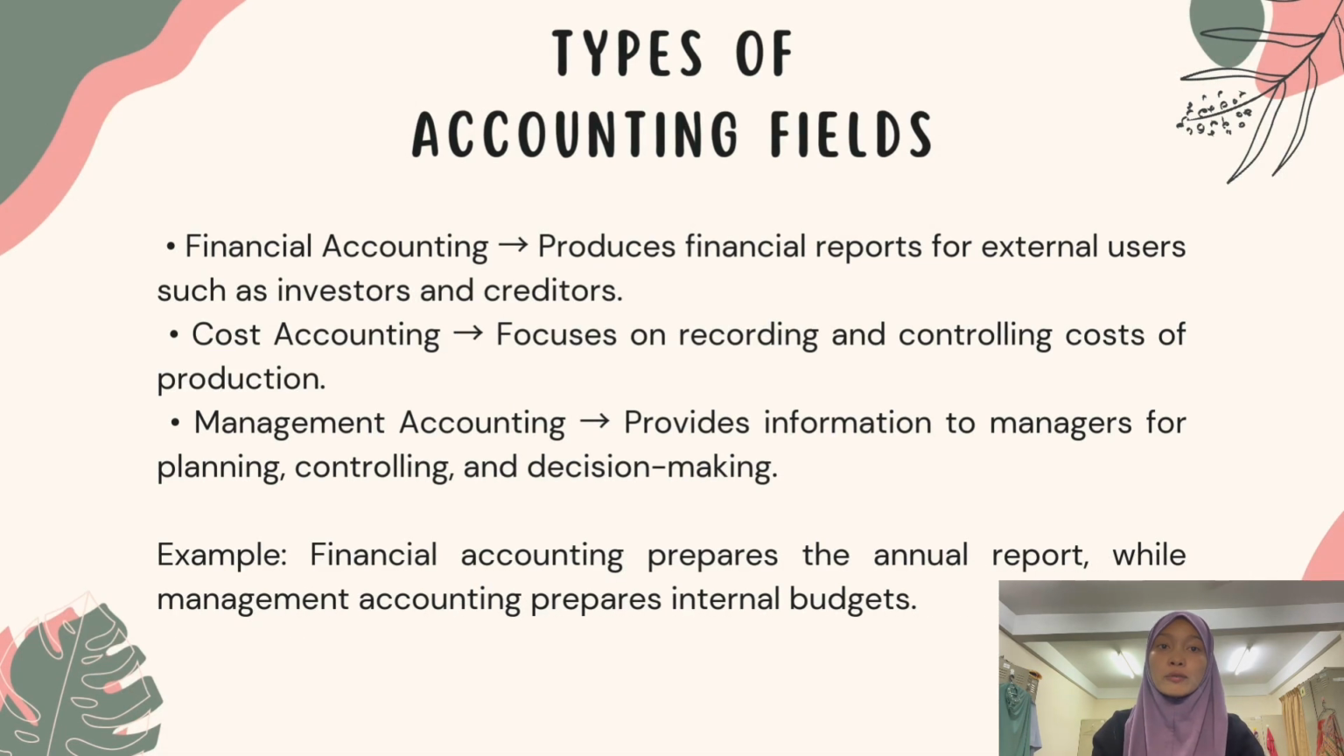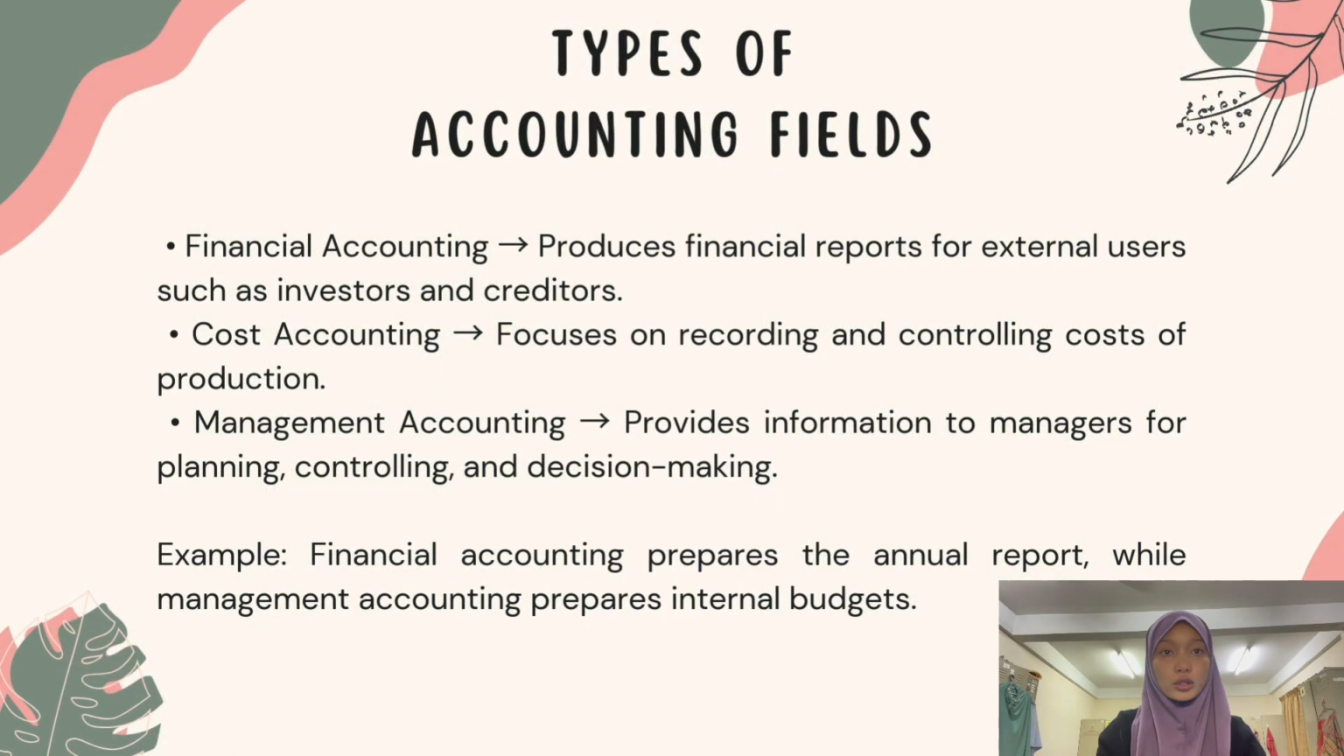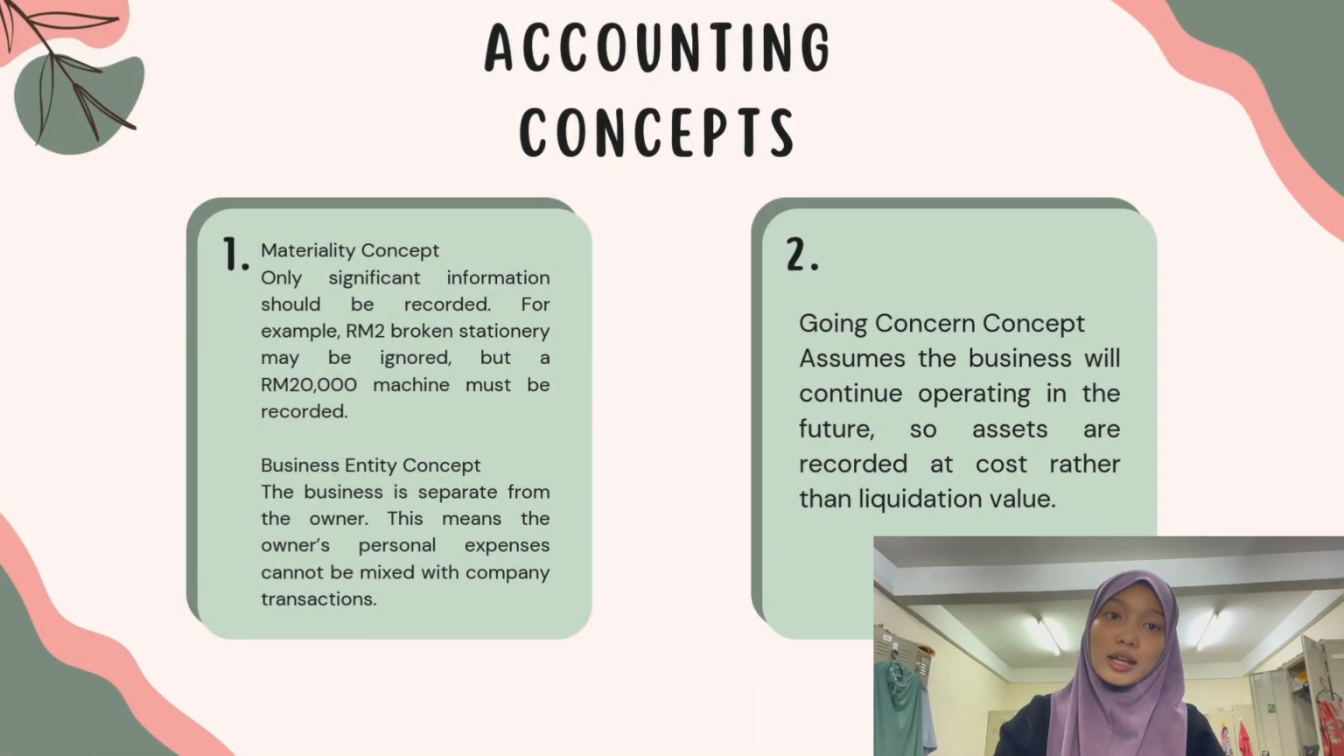Okay, so now I'm going to talk about types of accounting fields. First of all, we have financial accounting, which produces financial reports for external users such as investors and creditors. Secondly, we have cost accounting, which focuses on recording and controlling the cost of production. Thirdly, we have management accounting, which provides information to managers for planning, controlling and decision making. For example, financial accounting prepares the annual report, while management accounting prepares the internal budget.